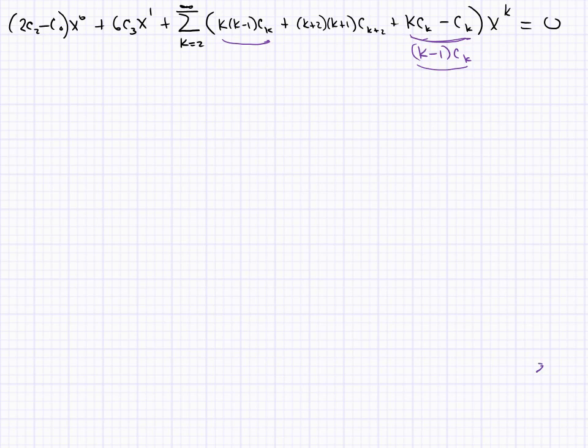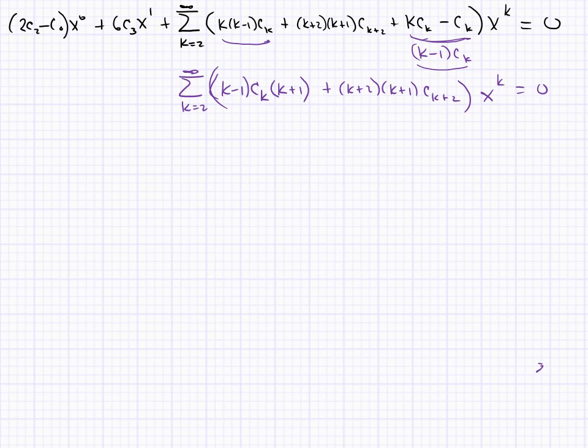So if I factor out the k minus 1 and the c sub k, I'd be left with a k here. And if this is all gone, I'd be left with a plus 1. Okay? And then I still have this k plus 2, k plus 1, c sub k plus 2, then that whole thing, x to the k equals 0. So that looks a little bit better now.